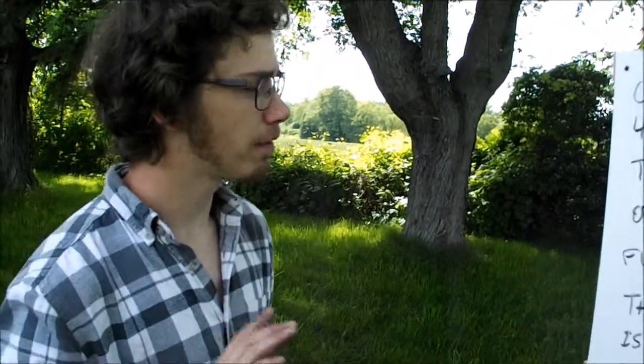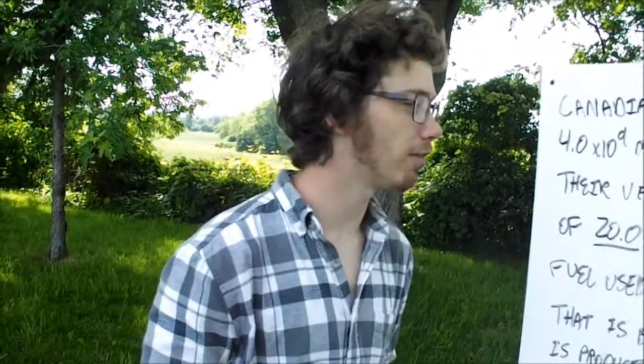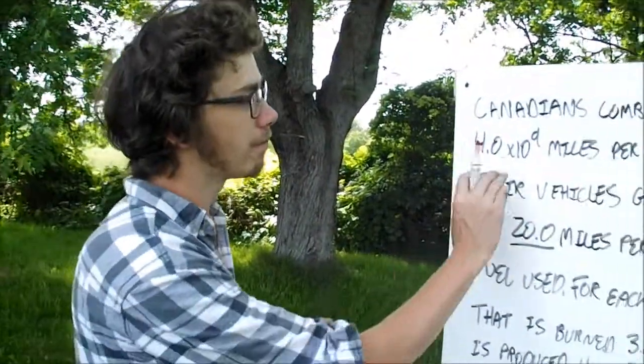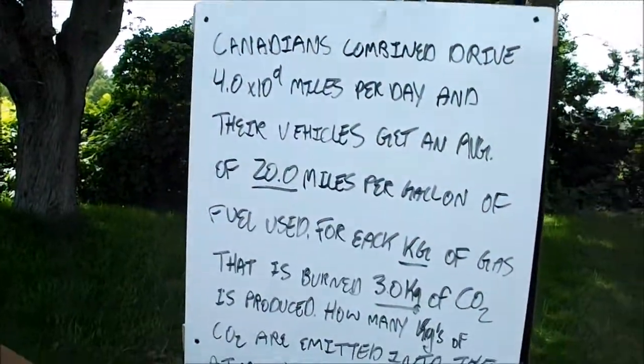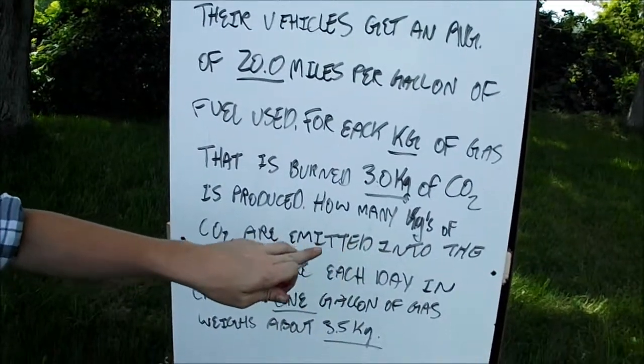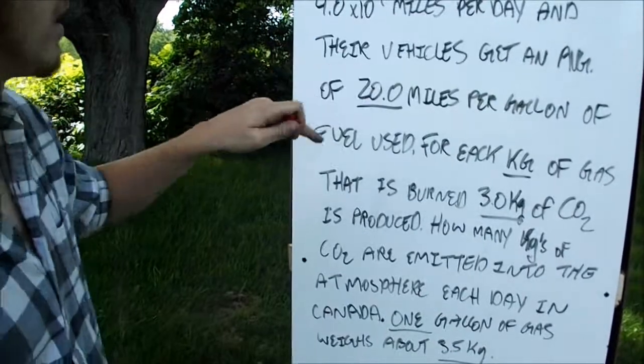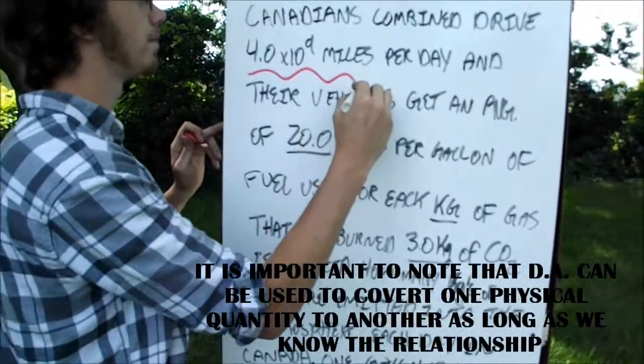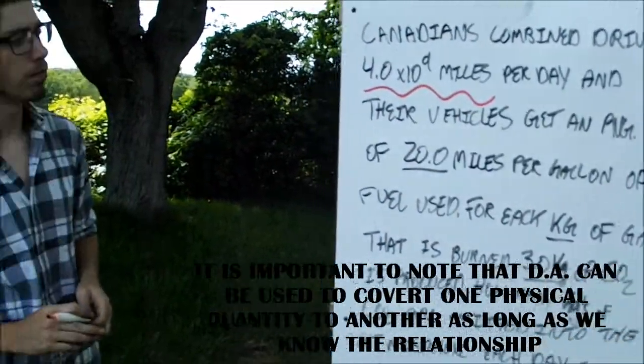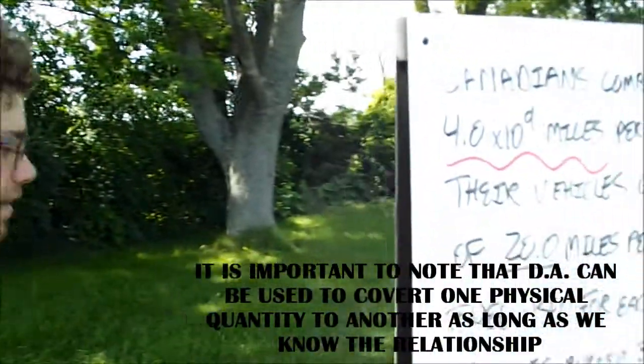Alright, that sounds pretty confusing. But if we begin with our extensive property, we're halfway there. So we have miles per gallon, we have kilograms of CO2 per kilogram of gas, and we're going to begin with miles then, because we know that's an extensive property. So if we go to the next board, remember this number, 4.0 times 10 to the 9 miles.